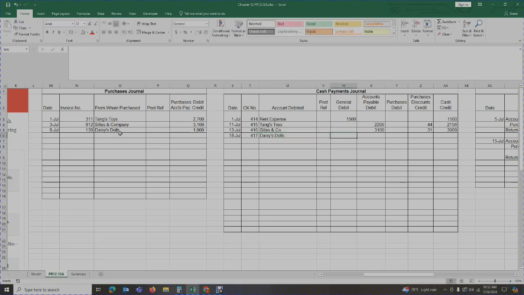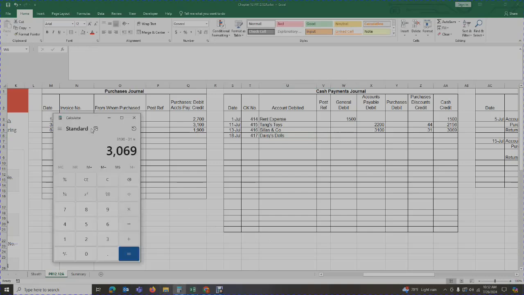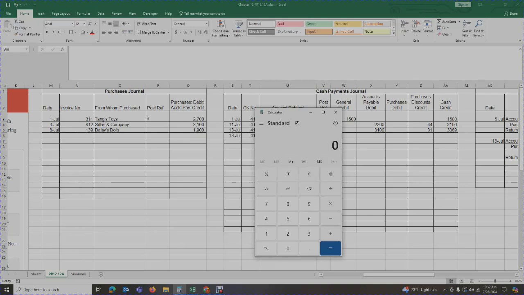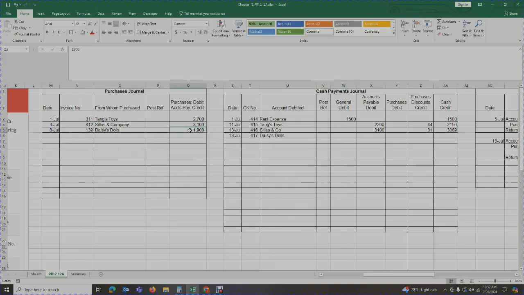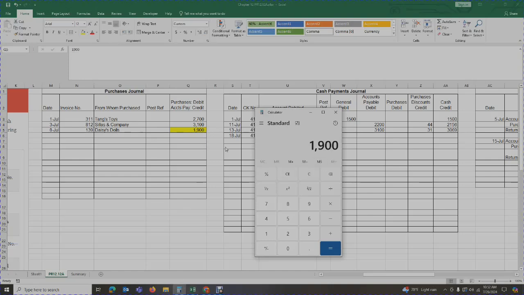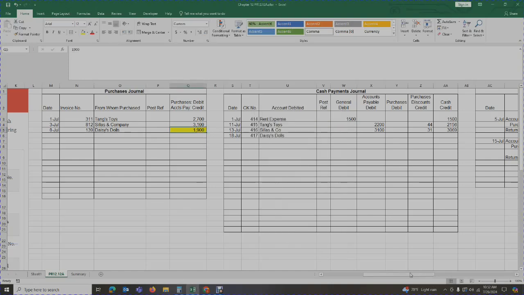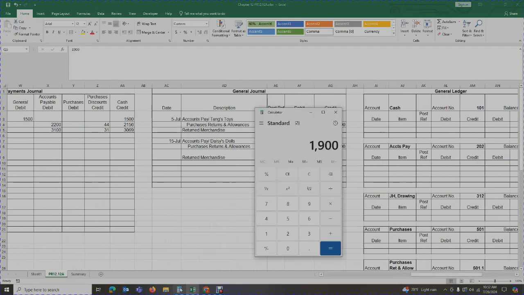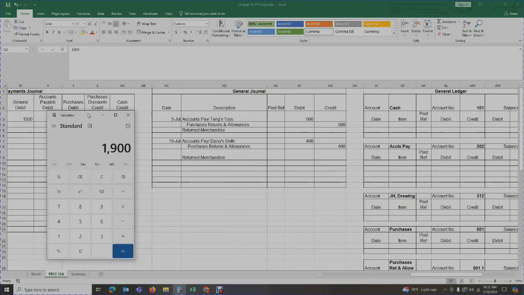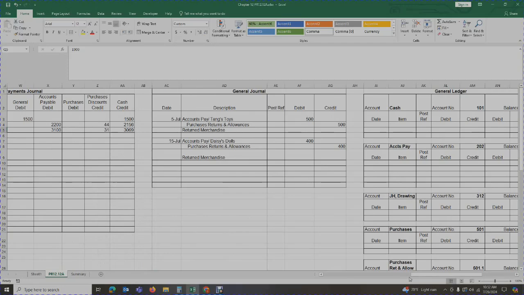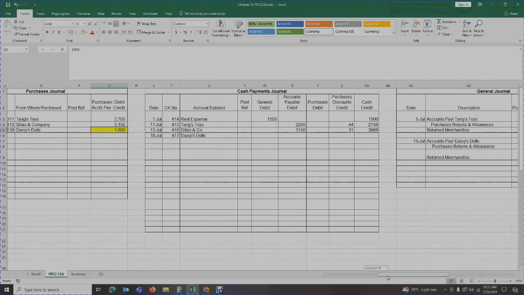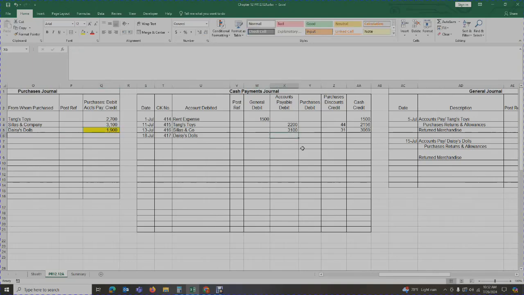So now we need to figure out how much money we owe Daisy. Well, if we look at our purchases journal, we had purchased $1,900 from Daisy's Dolls. And then if we look at our general journal, there was a return of $400. So that means that we owe Daisy's Dolls $1,500. So we're going to clear the accounts payable for the balance due of $1,500.